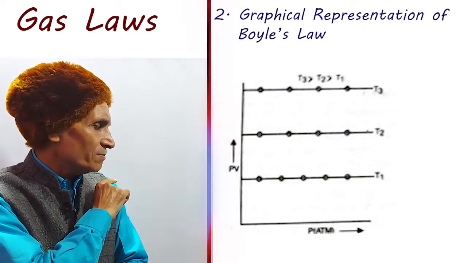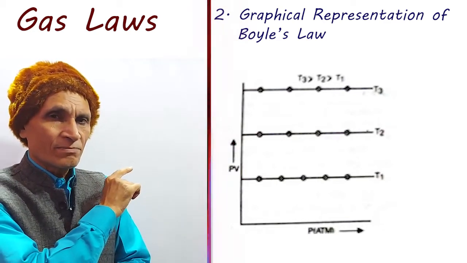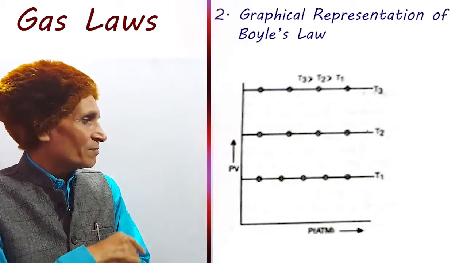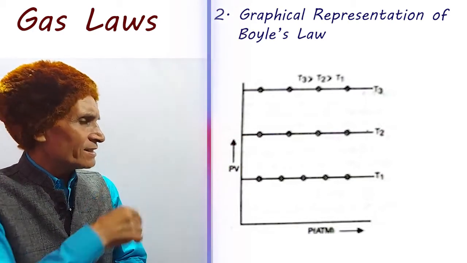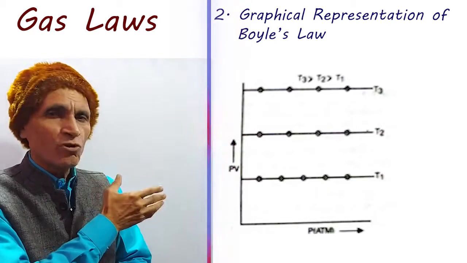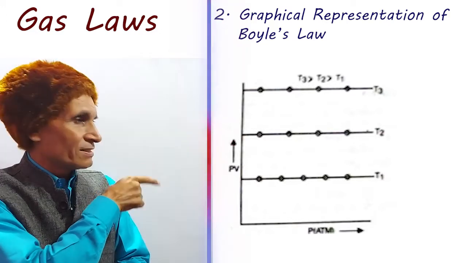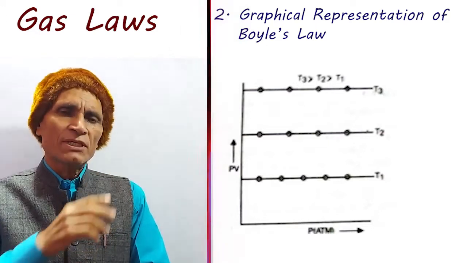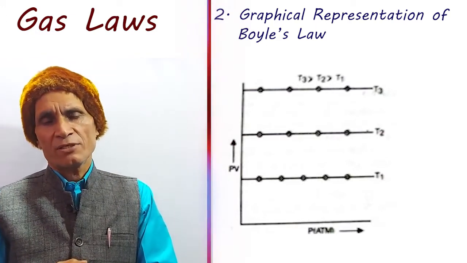On increasing pressure, the pressure and volume product does not change. But on increasing temperature, the value of PV changes. This is about the graphical representation of Boyle's law.